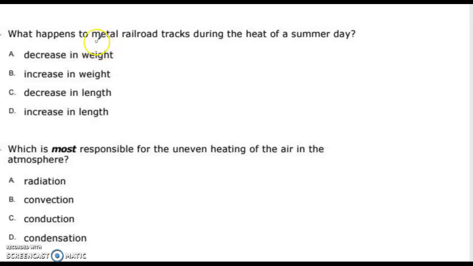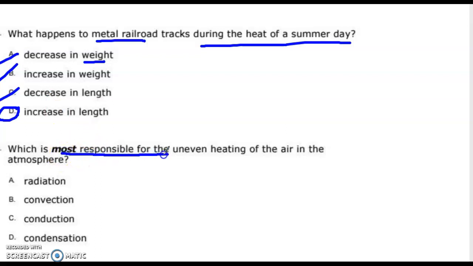What happens to metal railroad tracks during the heat of the day? What happens to things when they get hot? Glenn? They expand. So does expand mean decrease in weight? Increase in weight? No, because it's the same track. Decrease in length? It's increase in length. That's why they have those gaps so that they can stretch without buckling. Like we specifically covered that question in the notes. I don't know if I wrote this on the anchor chart. I may not have had this on there, but I know we covered this.